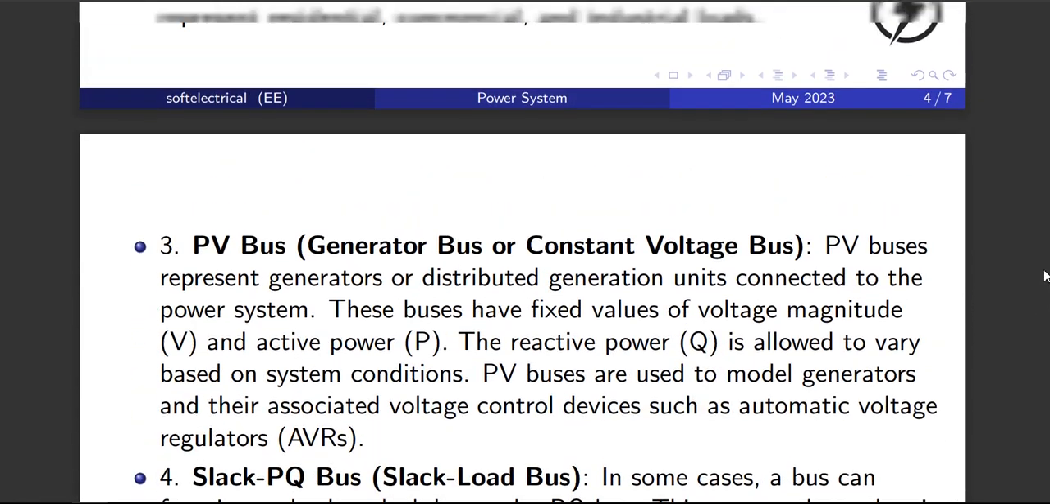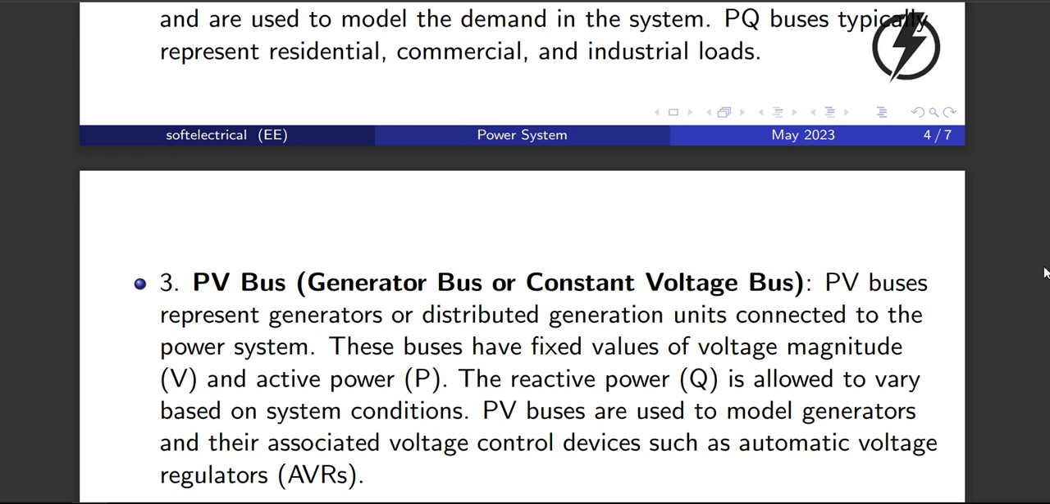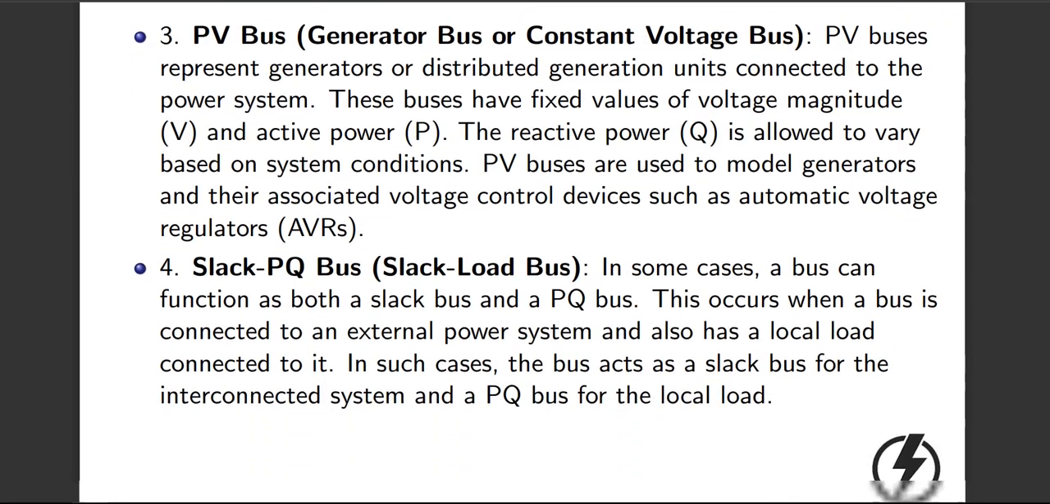3. PV bus, generator bus or constant voltage bus. PV buses represent generators or distributed generation units connected to the power system. These buses have fixed values of voltage magnitude, V, and active power, P. The reactive power, Q, is allowed to vary based on system conditions. PV buses are used to model generators and their associated voltage control devices such as automatic voltage regulators, AVRs.